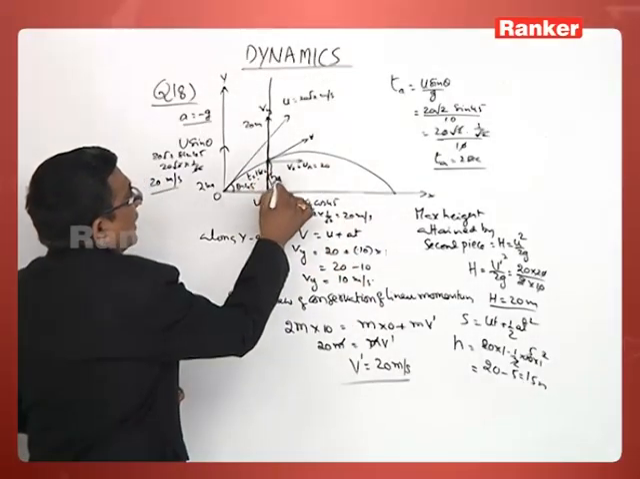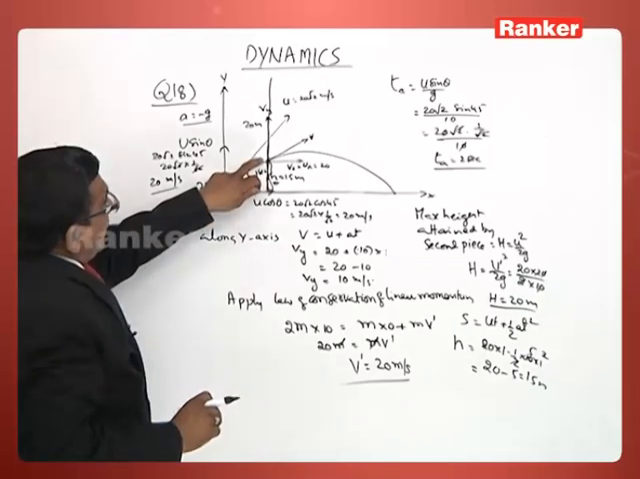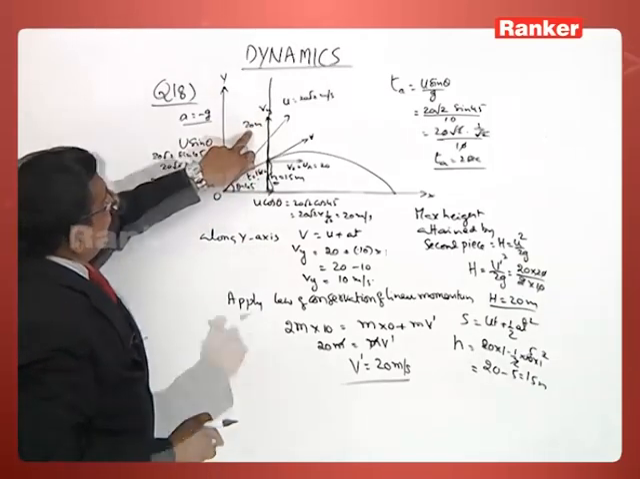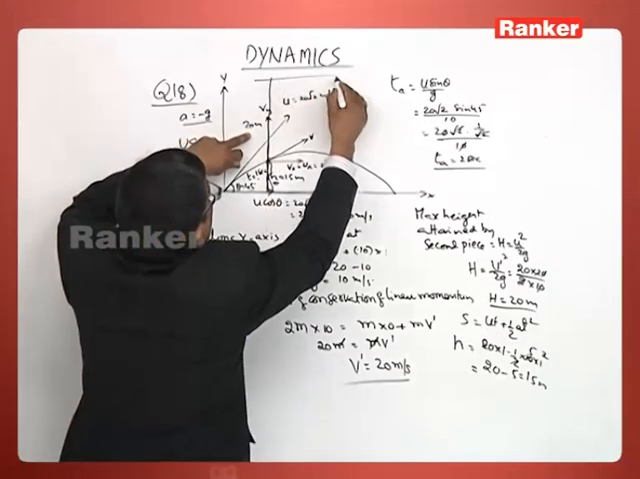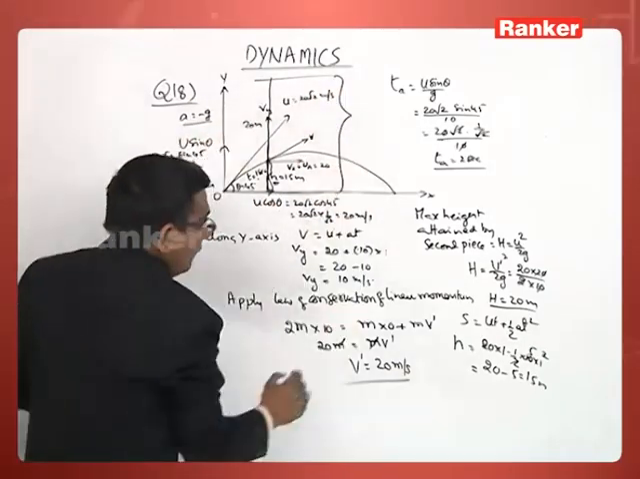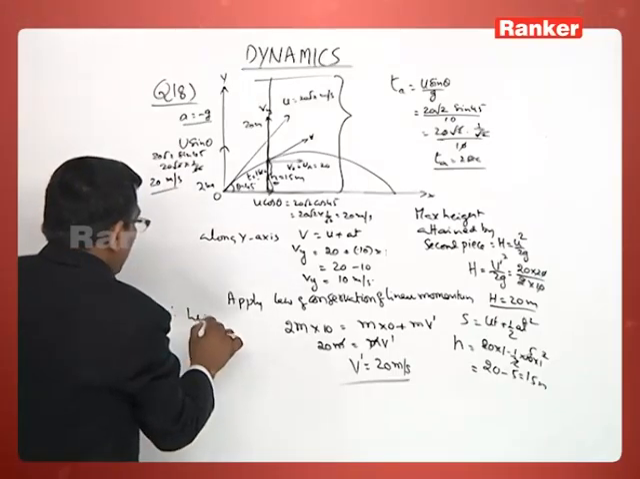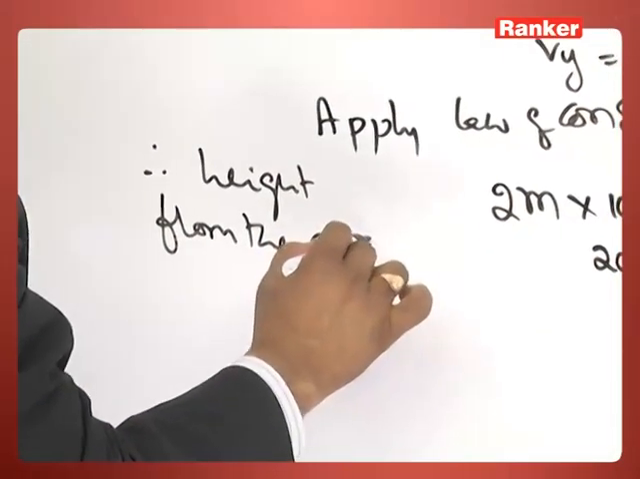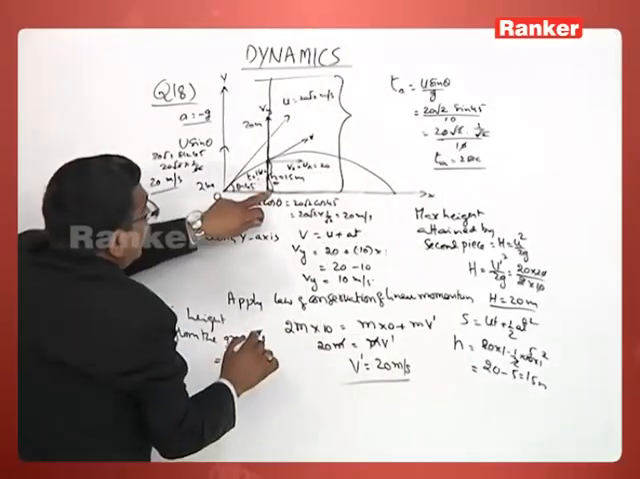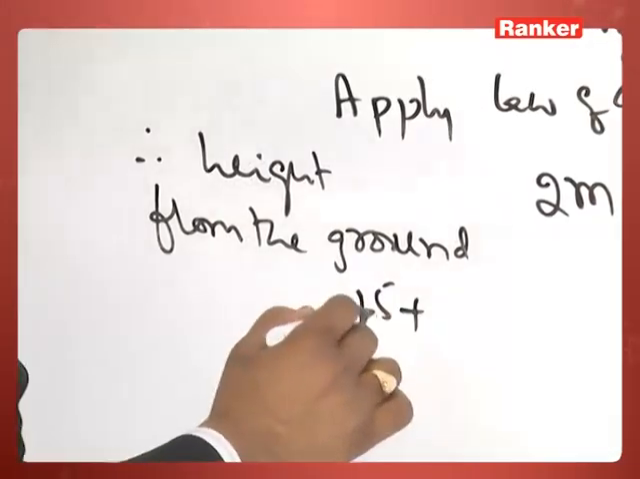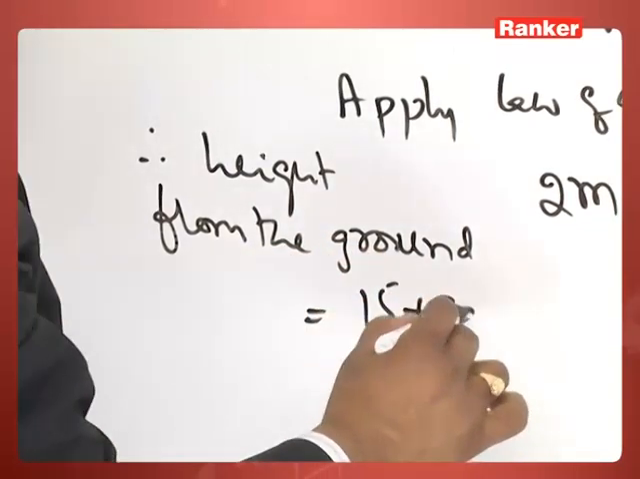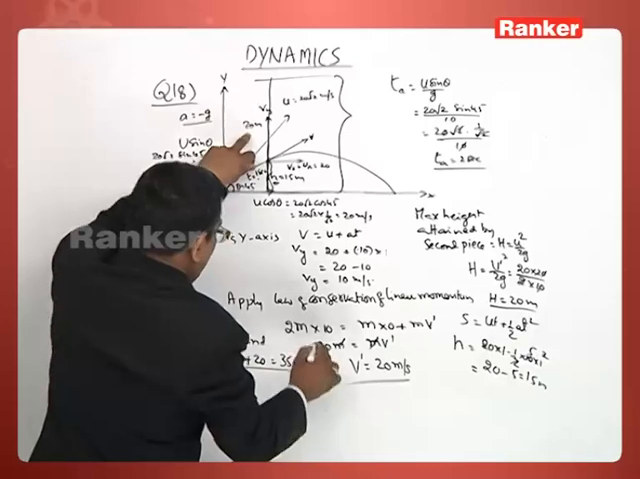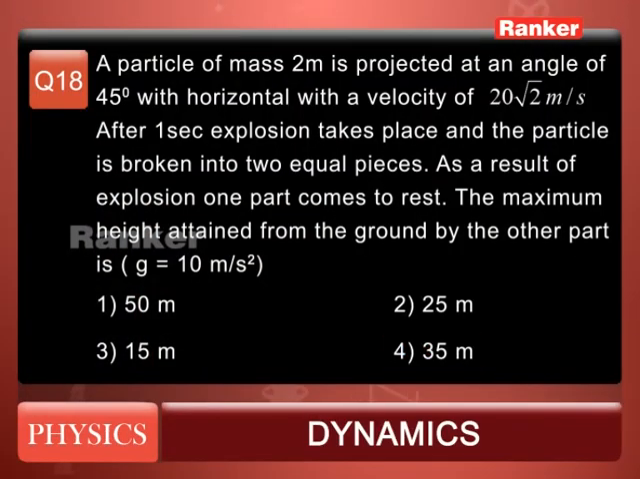So the explosion has taken place at a height of 15 meter, and here the second piece is going to a height of 20 meter. Therefore, what is the total height from the ground? The height from the ground is equal to, it is already at a height of 15 plus, with velocity, it is going to a height of 20. Therefore, the total height you get is 35 meter. So in the options, you have the fourth option as 35 meter. So from the ground, the height of the other part will be 35 meters. Fourth option is the correct answer.